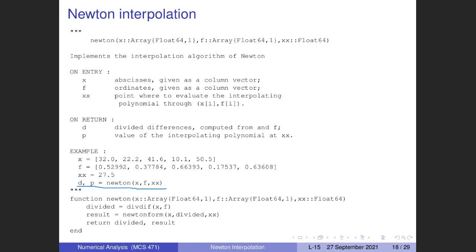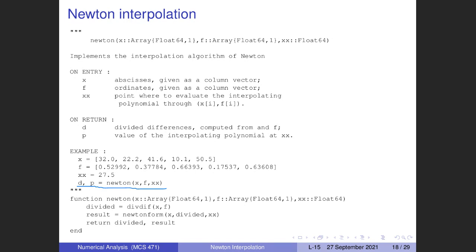This function Newton solves both the interpolation problem and the value problem at the same time. So you want to know the value of the polynomial once, that's the value problem. You make up the divided differences and then you run Newton's method, run Horner's scheme, evaluating the Newton form. Now, if you run here Newton, you also get the divided differences back.